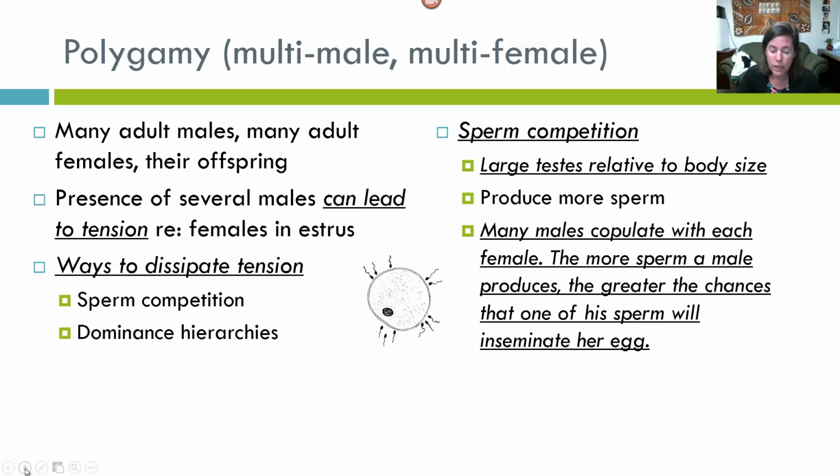Sperm competition. Species in which multi-male, multi-female groups exhibit enlarged male testes relative to body size generally engage in sperm competition. So you have large testes relative to body size. Why do you need large testes? They have large testes for the production of lots of sperm so that the male can inseminate multiple females. Many males copulate with each female, and the more sperm a male produces, the greater the chances that one of his sperm is going to inseminate her one egg.